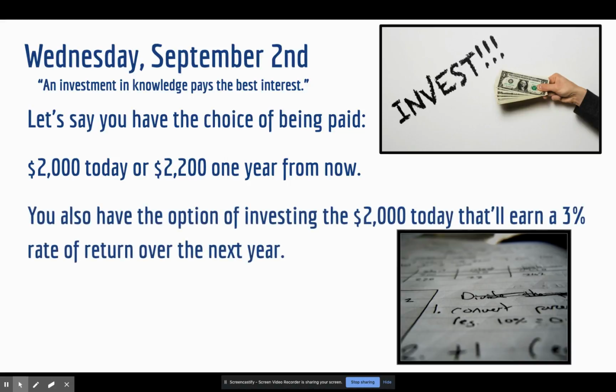Now, let's also say that you have the option of investing that $2,000 today, and you can earn 3% rate of return over the next year. So we're in a very short time period, a 1 year window. So which is the best option? Pause the video and think about just what we know about future value and compound interest and present value without doing any type of calculations. What would be the best option? Pause the video and think.